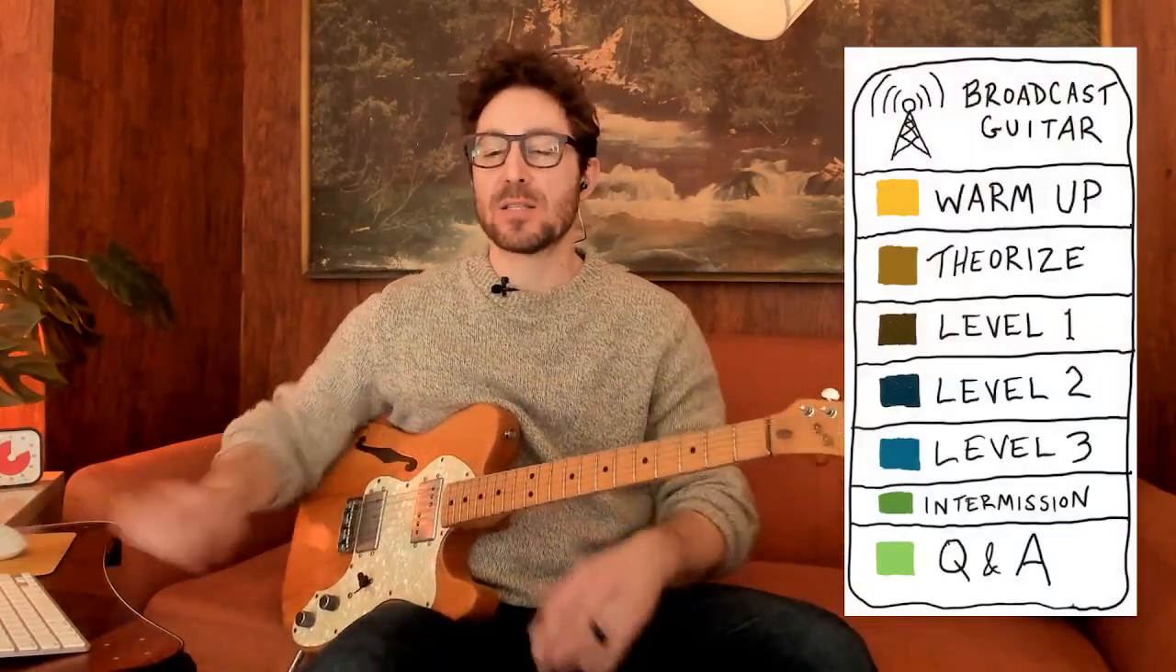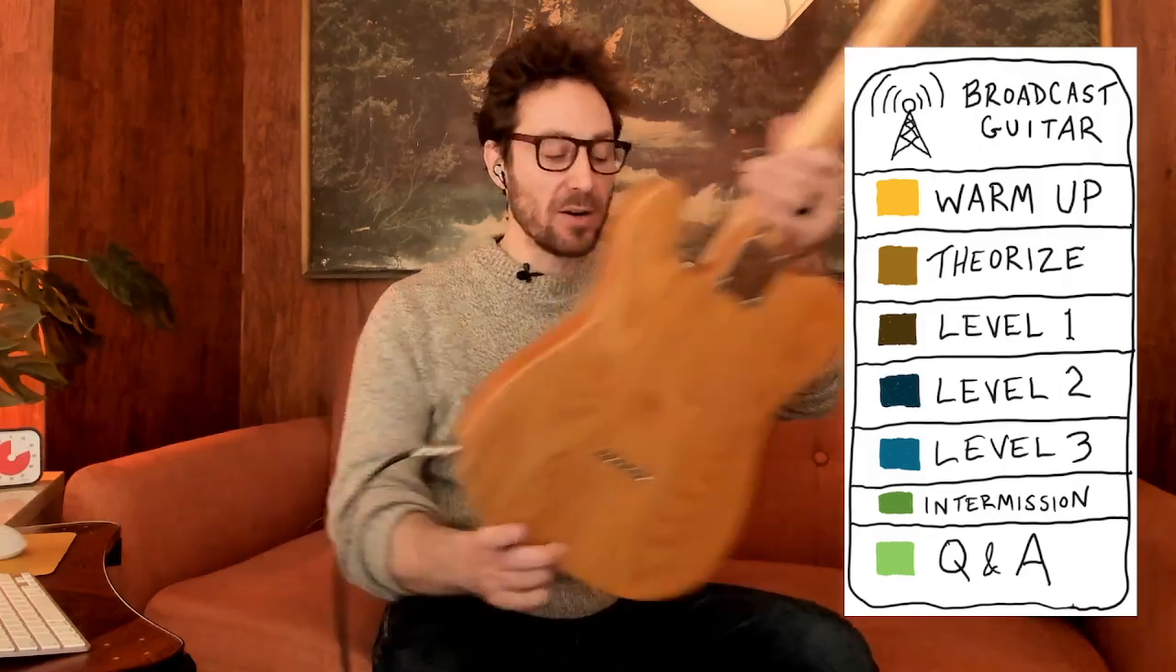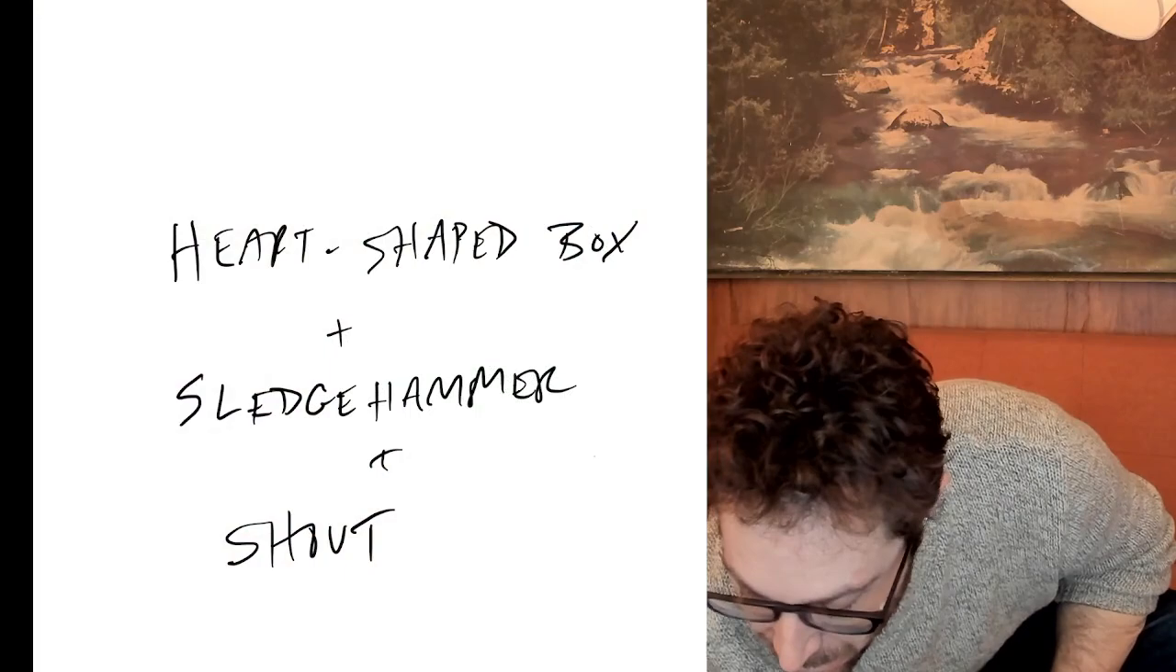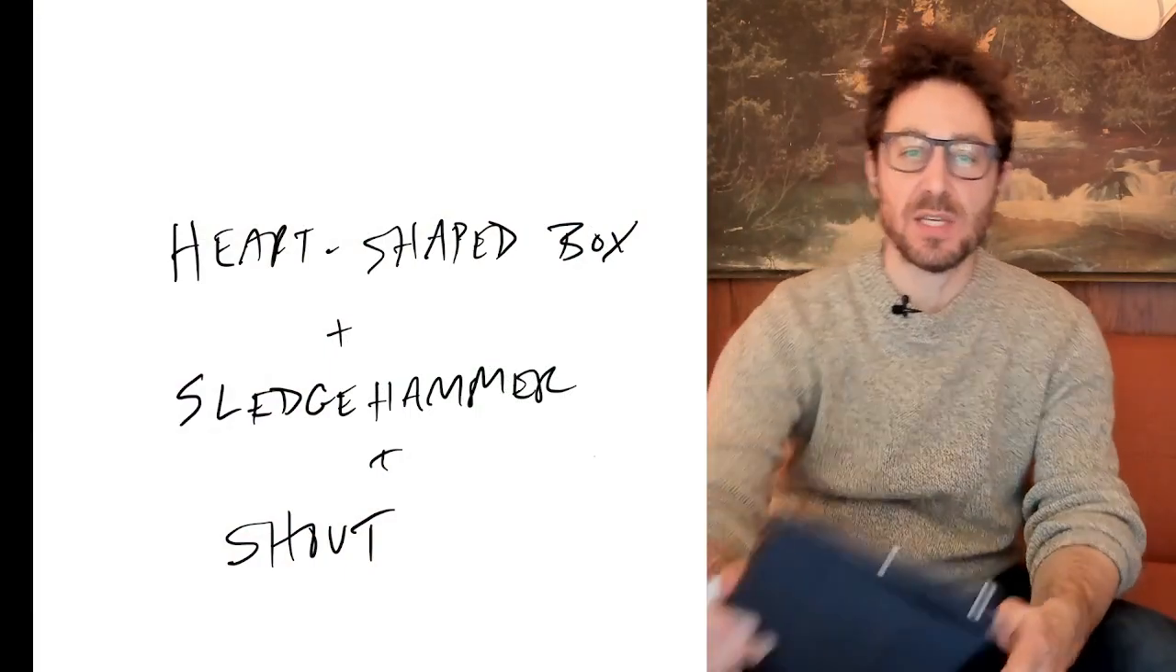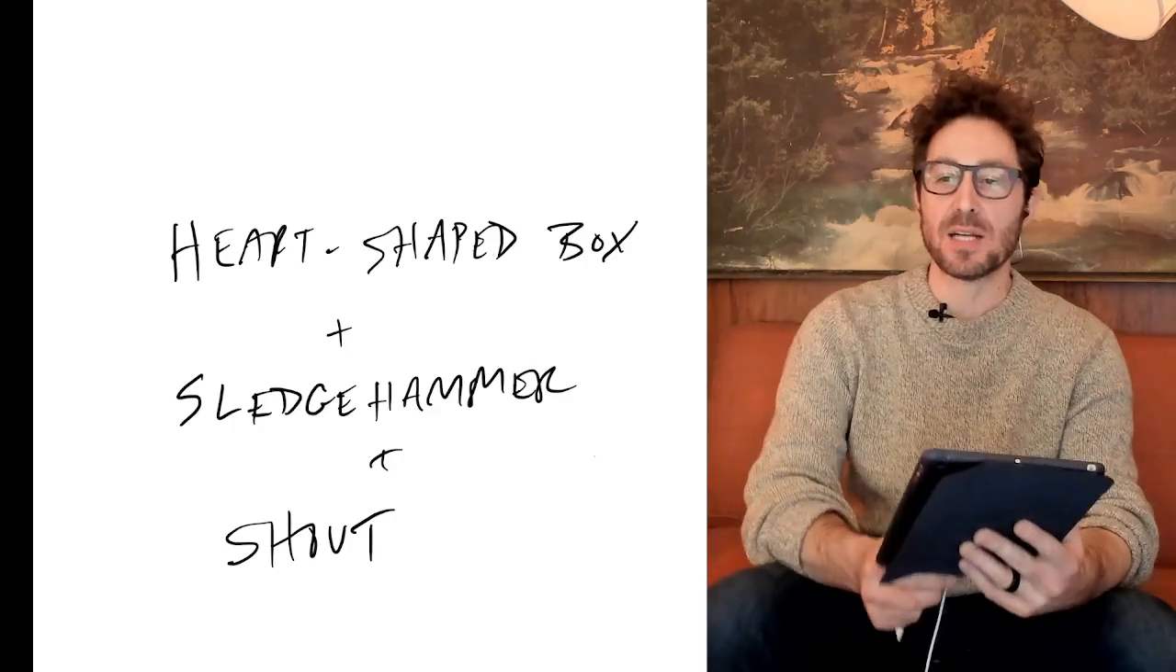We are good and warmed up. It's time to theorize. Heart-shaped box, 3 chords, A minor, F, D. A minor, F, D7, D dominant 7. Let's talk about it. Where am I? Okay. And we'll figure out the heart-shaped box sledgehammer connection.